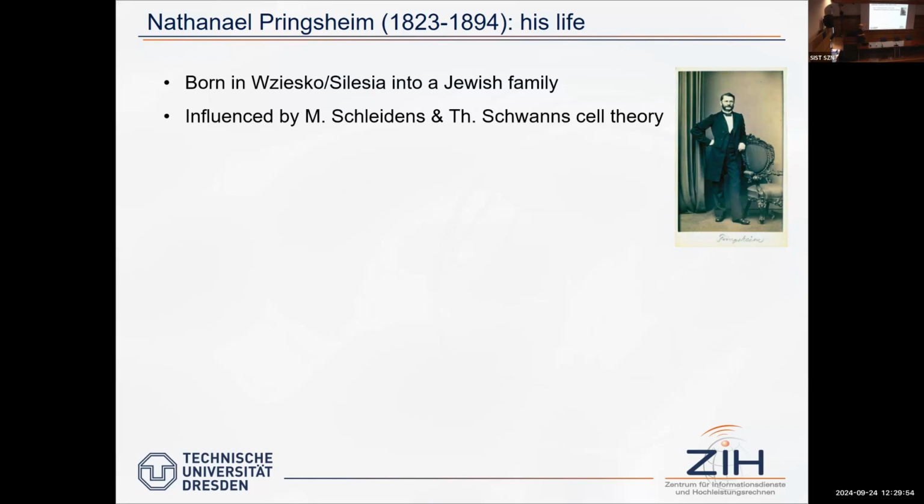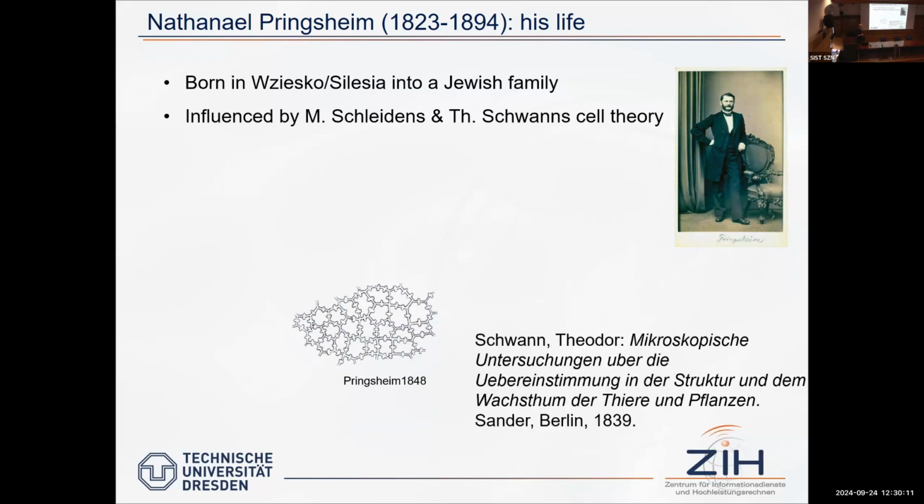He bought a very expensive microscope, took drawing lessons, and from then on, in the rest of his life, he was basically drawing and doing microscopy. He was very much influenced by Schleiden and Schwann's cell theory. This is from his PhD, 1848. And this is a quite costly, chic microscope, which cost roughly, at that time, the annual salary of a professor.